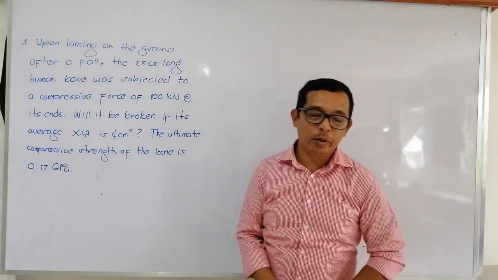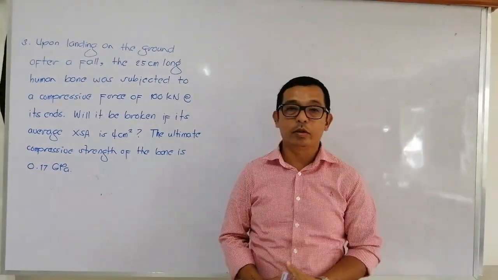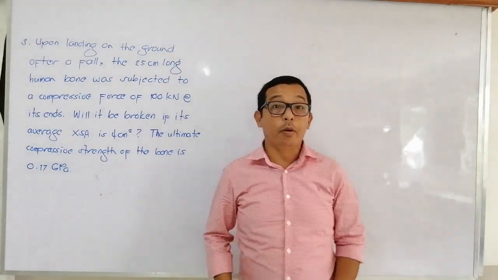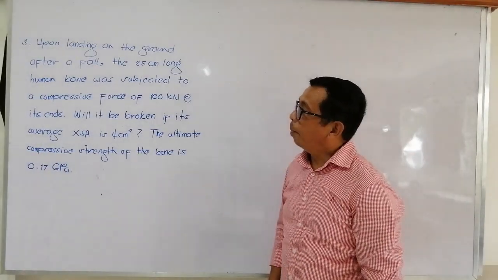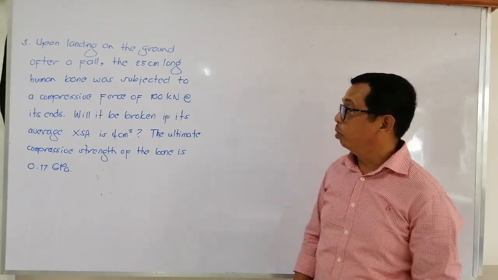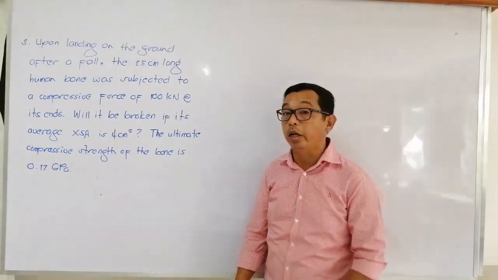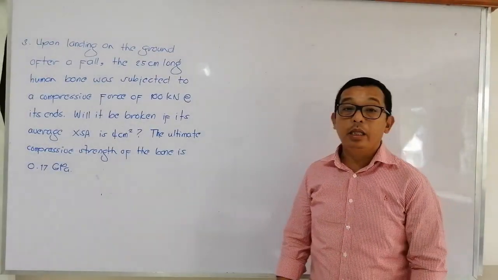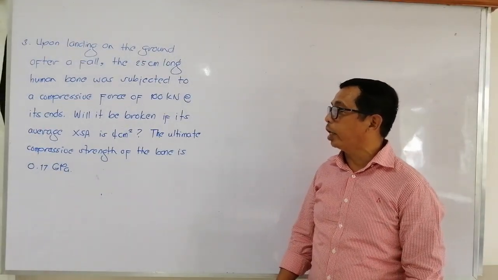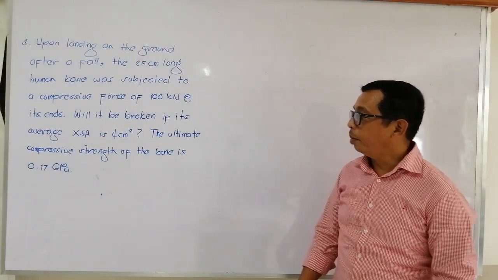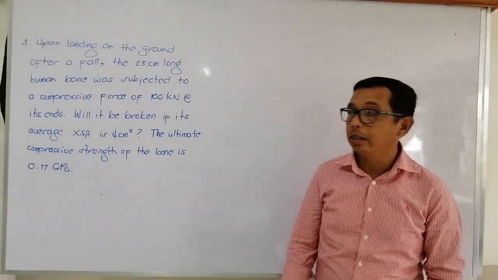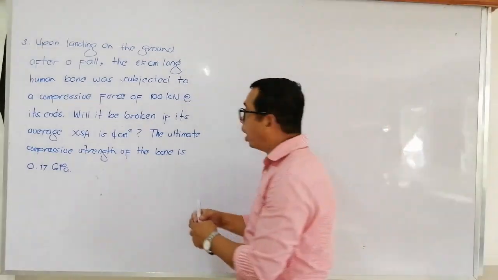Okay, just like we have said, continuation. So for problem number 3, elasticity problems. Upon landing on the ground after a fall, the 25 cm long human bone was subjected to a compressive force of 100 kilonewtons at its ends. Will it be broken if its average cross-sectional area is 4 cm squared and the ultimate compressive strength of the bone is 0.17 gigapascals? Illustratively, paano nangyari dyan?